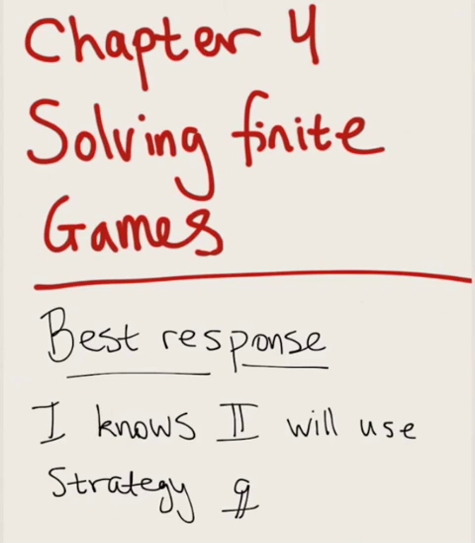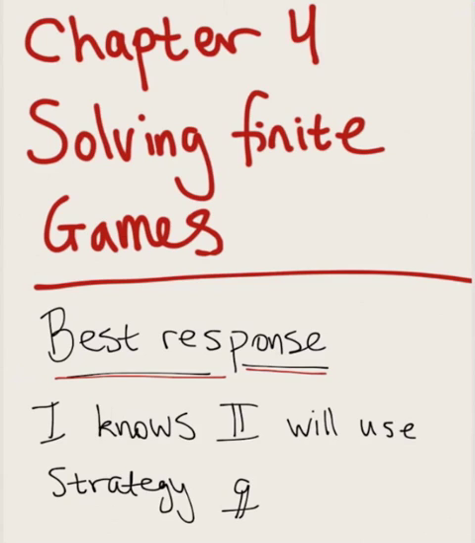This is going to be a short introduction to chapter 4 in the second part. This is about solving finite games. And essentially it's about so-called best responses to a strategy that you think your player is going to use.